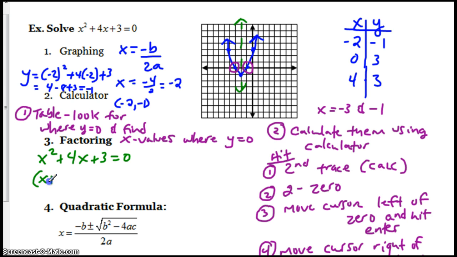Okay, you should have got x plus 3 times x plus 1. When you factored x squared plus 4x plus 3, now you want to use the zero product property and set each factor equal to 0.